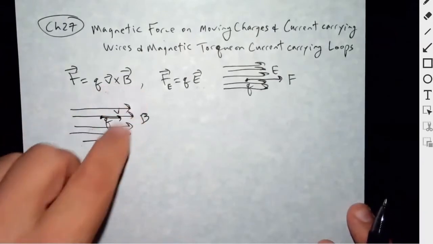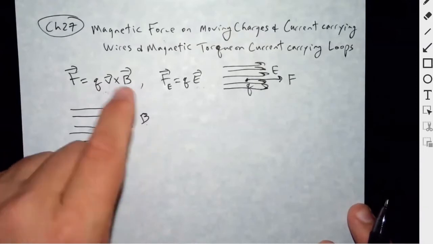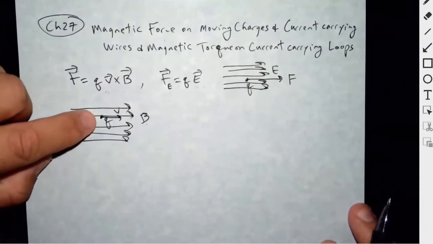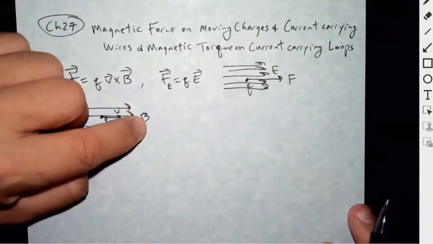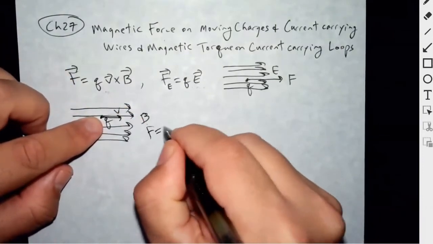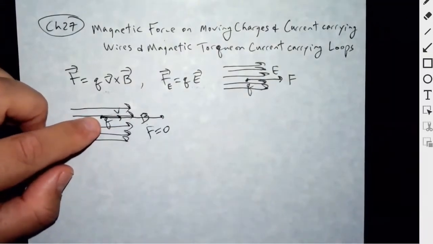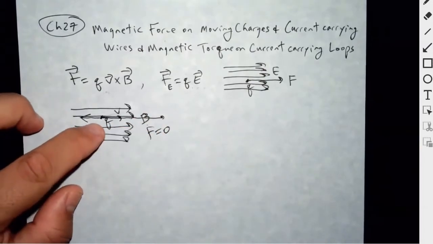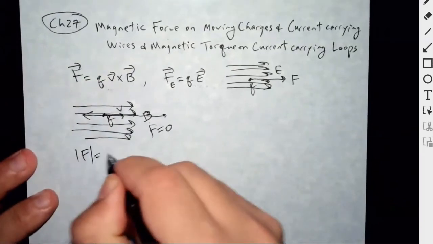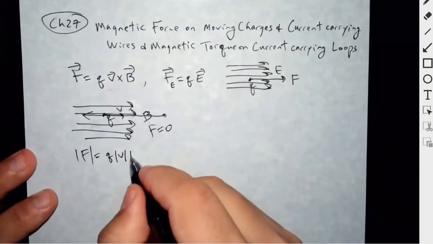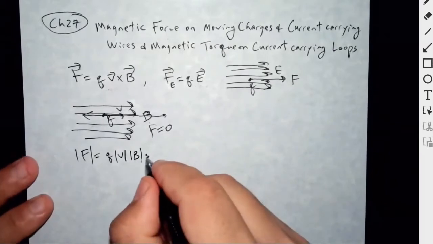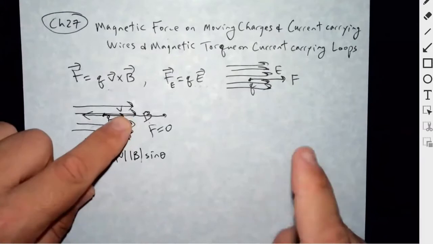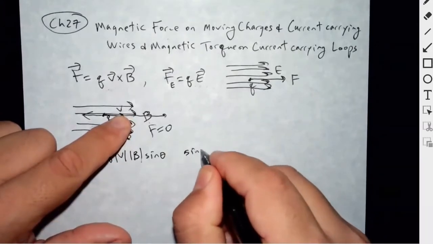So the cross product of its velocity and the magnetic field has to be non-zero in order for it to experience a force. If the charge is moving along the field direction and I turn on the magnetic field, it's going to experience no force, so it will just continue moving in that direction. The cross product is the magnitude of V, times the magnitude of B, times the sine of the angle between V and B. In this case, the angle is 0, and sine of 0 is 0.